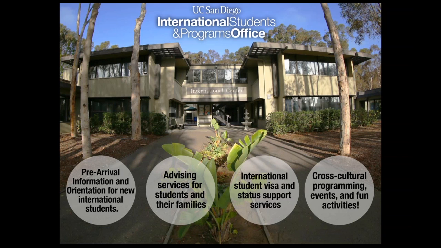For this upcoming fall quarter, we are expecting about 140 or so new international EAP reciprocity students. The International Students and Programs Office is here to assist you from the very start. We provide pre-arrival information and orientation for new international students, as well as advising services for you and your family. You can come to us if you have any questions regarding your international student visa and status. In addition, we offer fun cross-cultural programs and activities for all students at UCSD.